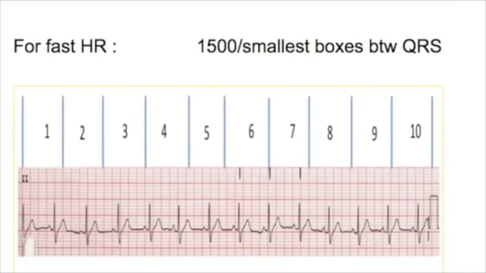Another method to calculate the fast heart rate is to divide 1500 by the number of smallest boxes between the QRS. That will give you a fast heart rate.